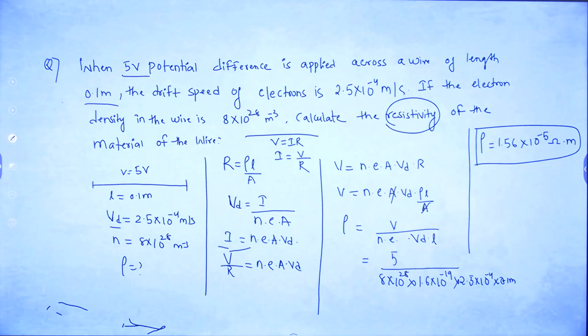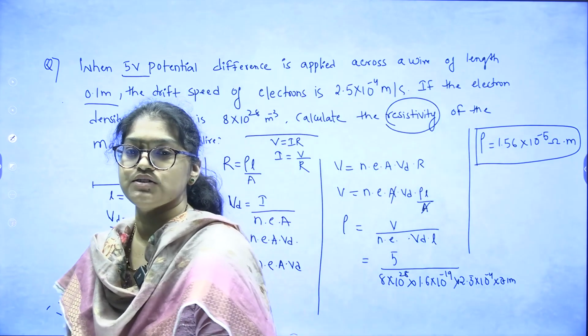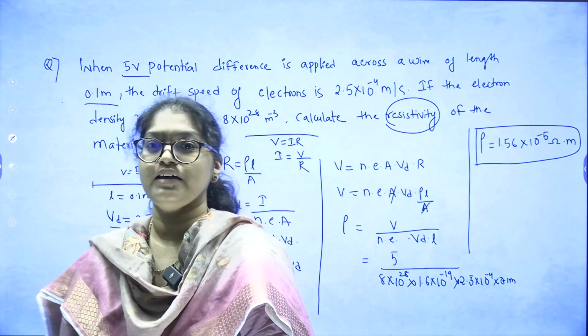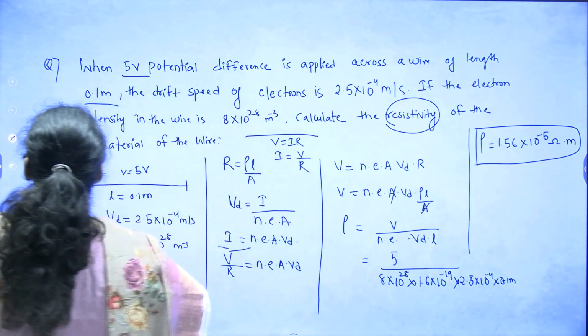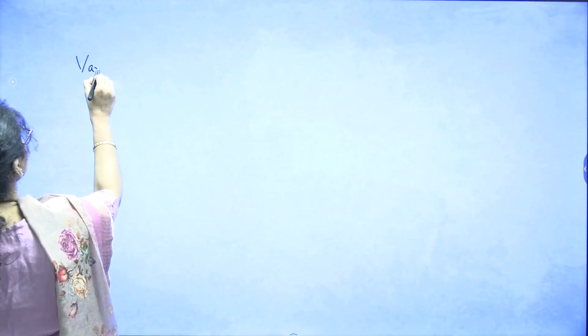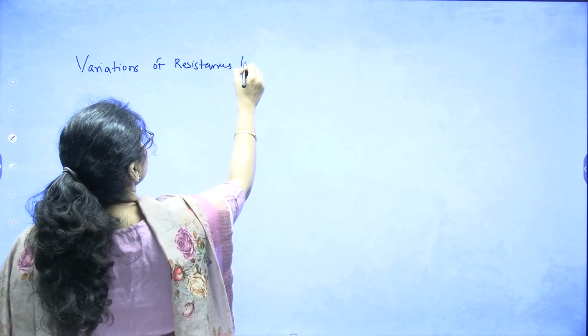So check this. Application. This much calculation they will not give, but application is more important for you. Next, we'll see the variation of resistance with the temperature. If temperature increases, what happens to resistance? So we'll derive a formula for this. Clear? So next we'll see variations of resistance with temperature.